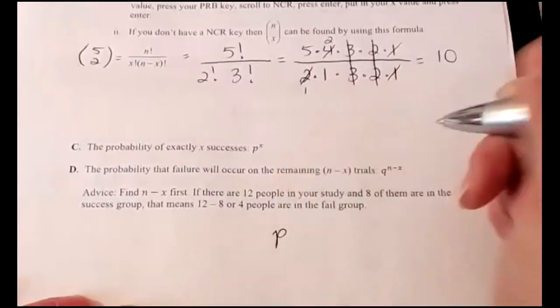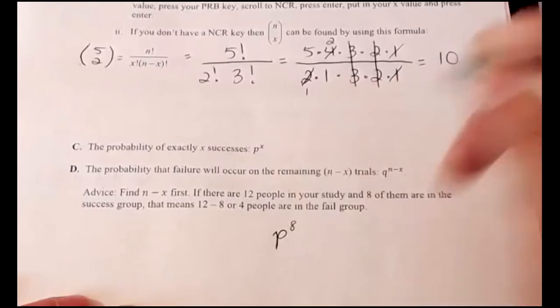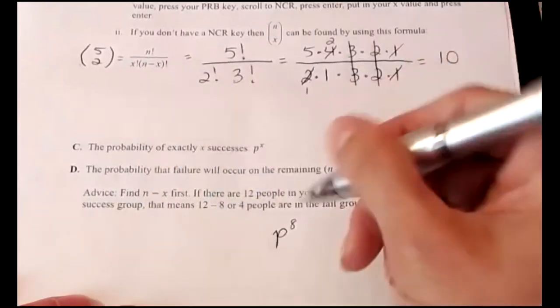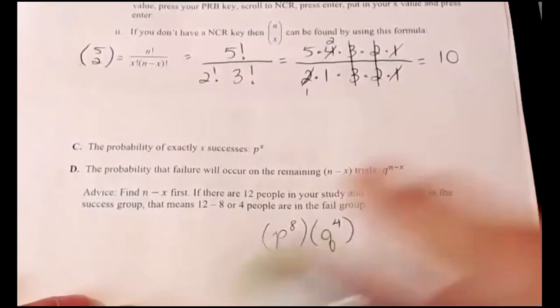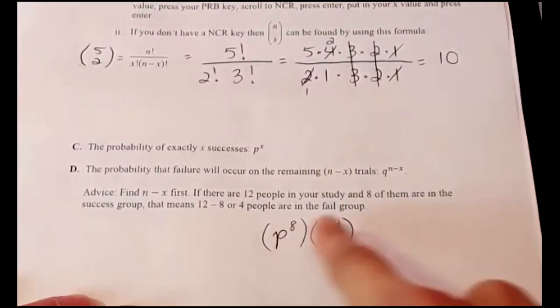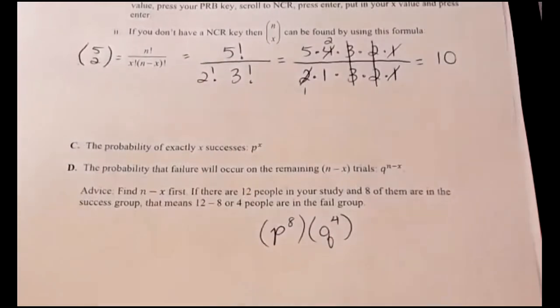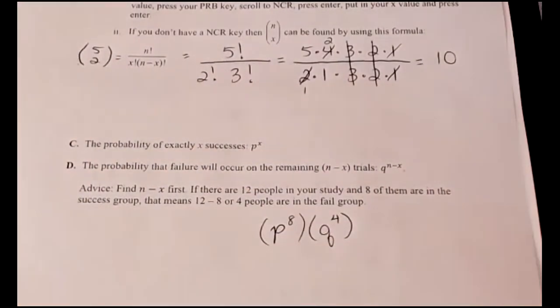The probability of success will look like this. So it'd be the probability raised to the 8th power because 8 of them are successes. Whereas failure, you're going to have 4 left in that group. So notice that 8 plus 4 is 12. So out of the 12 people, you need to assign them a value. They're either a success or a failure. You have to assign them a value.